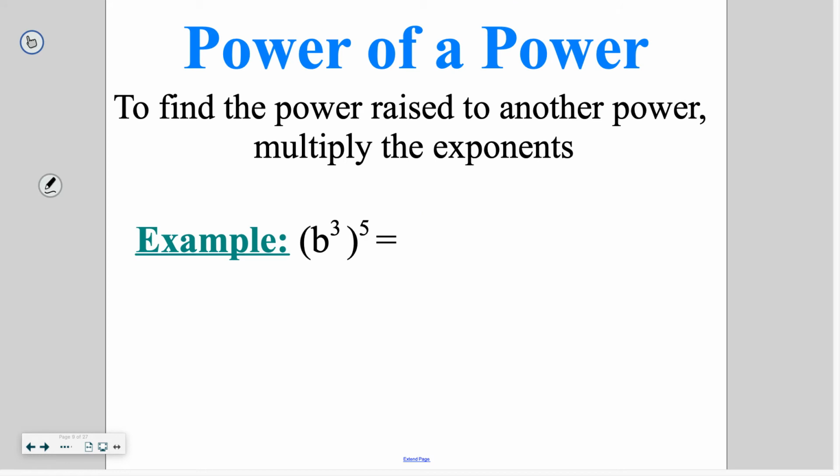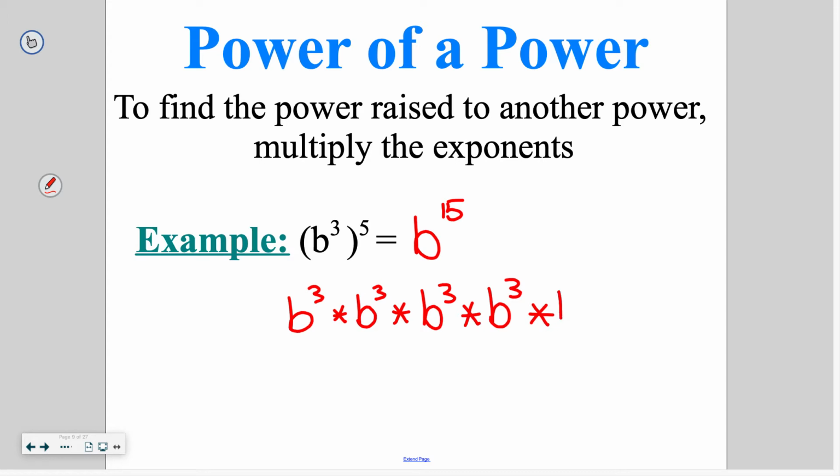Our next rule is called the power of a power. So this is one of the things we're not allowed to have in a simplified expression. What this says is if you have a power raised to another power, then you're going to multiply the exponents. So if I have b to the 3rd to the 5th, I'm going to end up with b to the 15th. Why does that happen? When we have b to the 3rd to the 5th power, that means there are 5 b to the 3rds being multiplied.